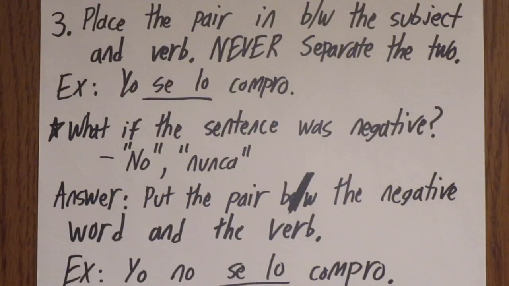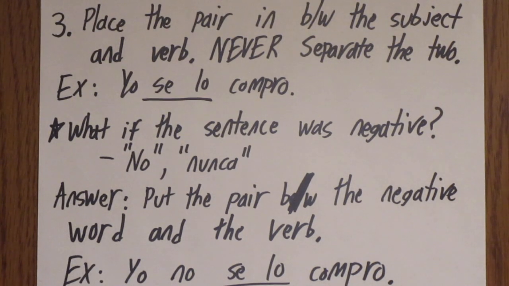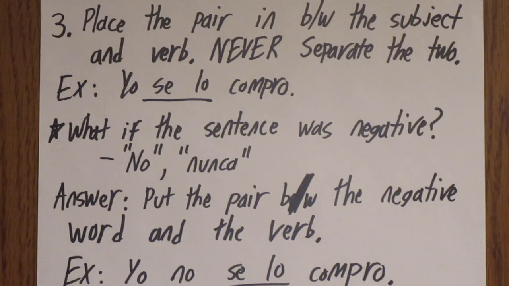Here's one last thing to remember when using both the indirect object and direct object pronoun in the same sentence. You need to place the pair in between the subject and the verb, such as in the example, yo se lo compro. Now if the sentence were made negative with a word such as no or nunca, then the pair would be put in between the negative word and the verb. So if I made the sentence negative, it would then become yo no se lo compro.